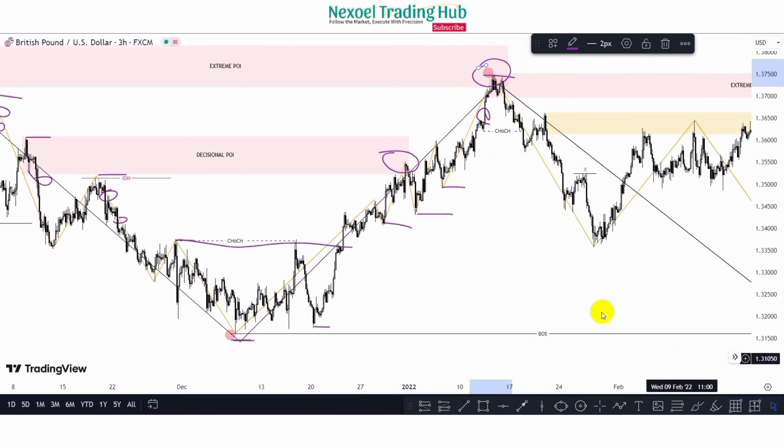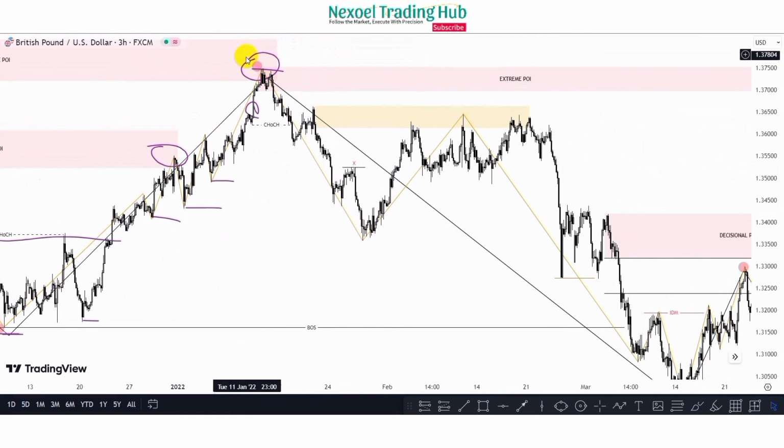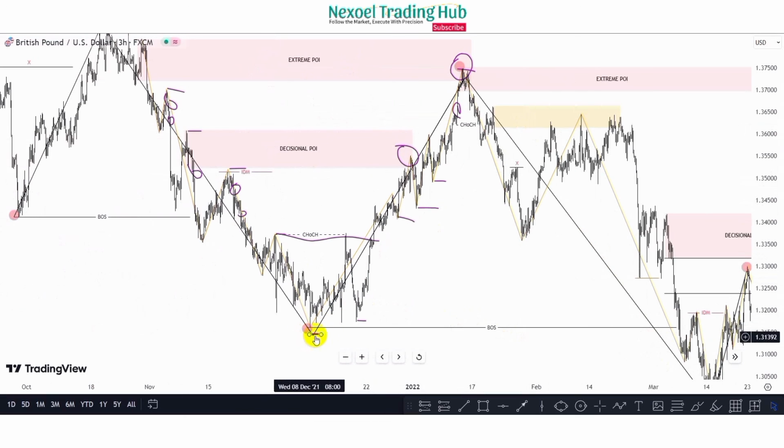So now you can see that price mitigated the extreme point of interest. We have the change in market character, now in alignment with the directional bias. So what you're going to be expecting is the return, and then you trade where you fix your take profits below the swing low point, because you're trading in the direction of the trend.